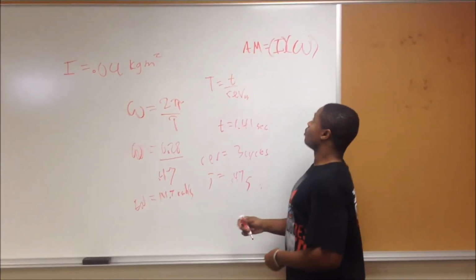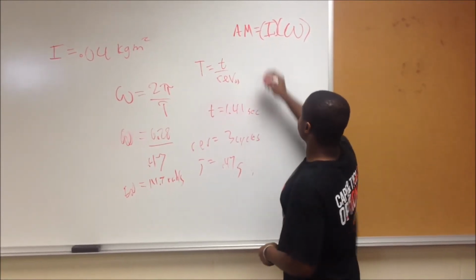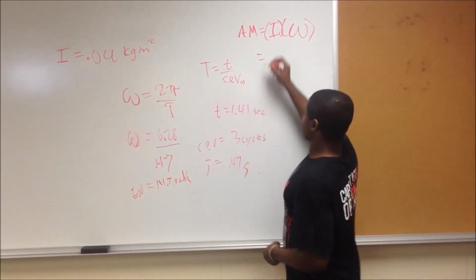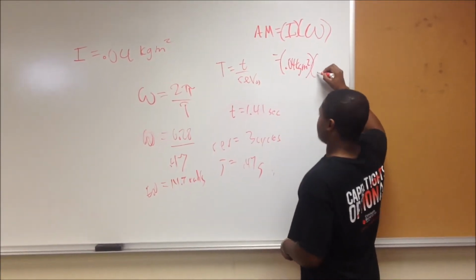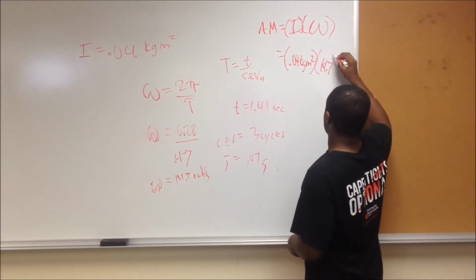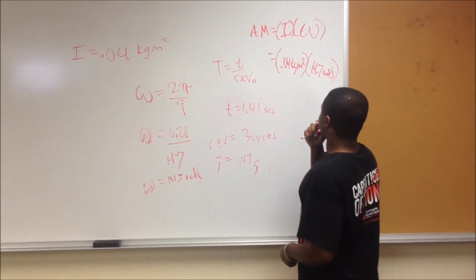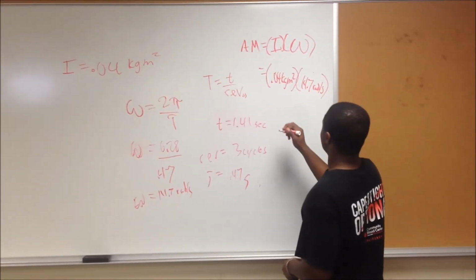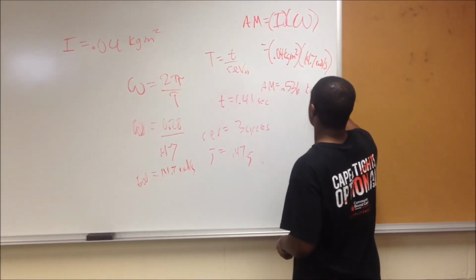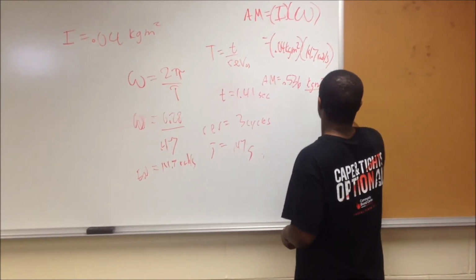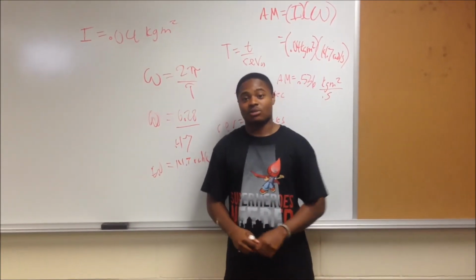This is the formula for angular momentum. AM equals inertia times angular speed. Now from here it's just a simple plug and chug. 0.04 kilograms meters squared times 14.7 radians per second. Using my mathematical brain, we can find that angular momentum is equal to 0.536 kilograms meters squared per second. This is how we find the angular momentum.